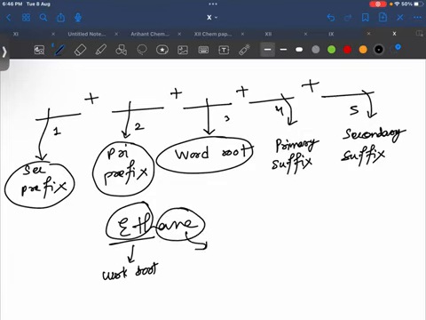समझ में आ रहा है? It's not the name, that part is known as name.